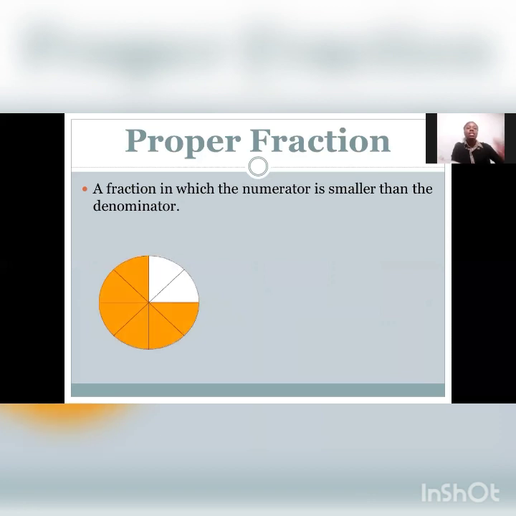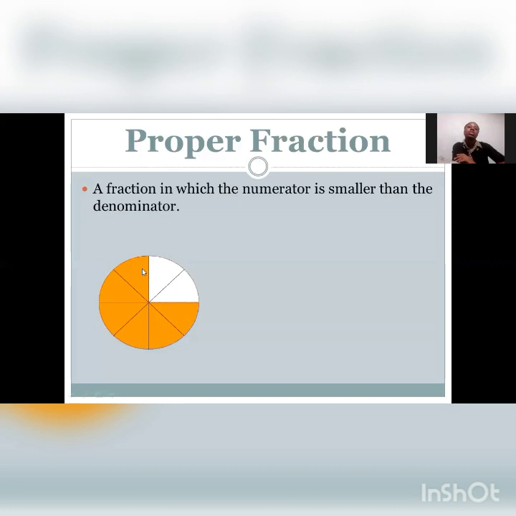Now let's look at this circle here. This circle obviously has equal parts. How many equal parts? Let's count to find out. 1, 2, 3, 4, 5, 6, 7, 8. So this circle has 8 equal parts. But how many of those parts are shaded? Let's count. 1, 2, 3, 4, 5, 6.